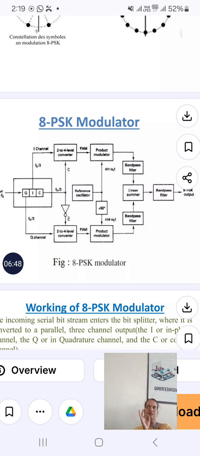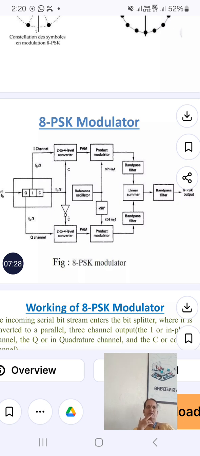Merely, the 2 to 4 level converter is a digital to analog converter, so the DAC will do that operation. And we have the PAM circuit, that is the product modulator and pulse amplitude modulation. Pulse amplitude modulation means the amplitude of the pulse is varied according to the incoming bits. So we have the product modulator for doing this sine component and cosine component. The reference oscillator will produce a sine component to the first product modulator, and the reference oscillator will do the phase shift of 90 degrees and give it to the lower product modulator.